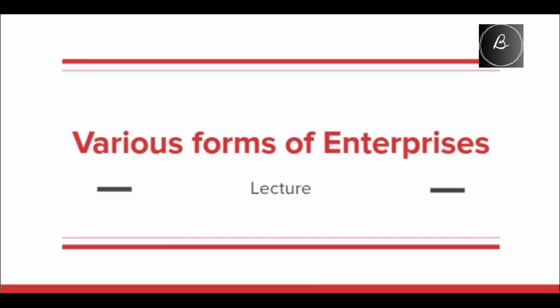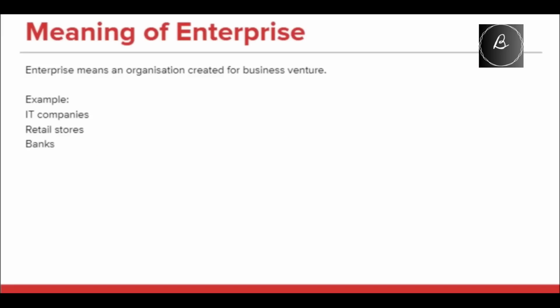We will now look at the various forms of enterprises. But first, we will start by understanding what an enterprise is. An enterprise is simply an organization that is created for business venture. Examples include IT companies like Amazon, retail stores that could be big or small, like Walmart, and banks such as the Royal Bank of Scotland.